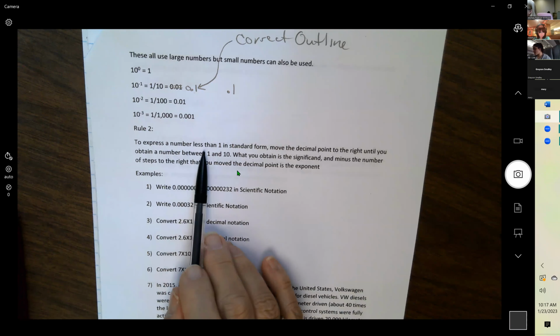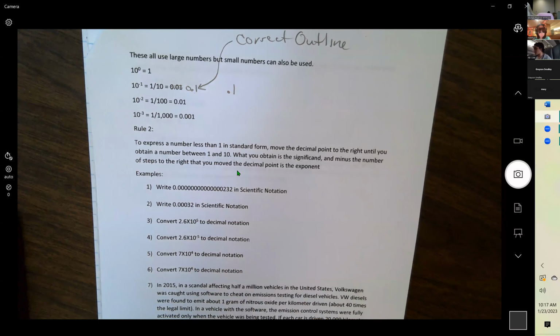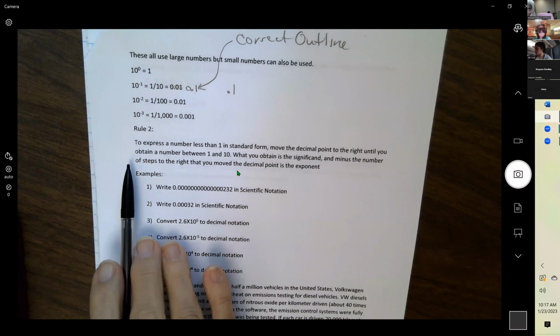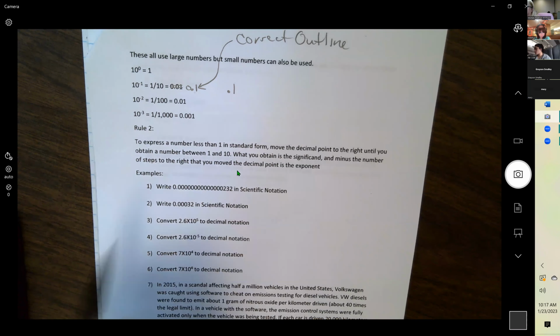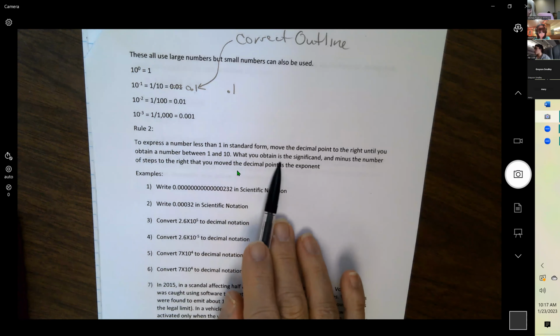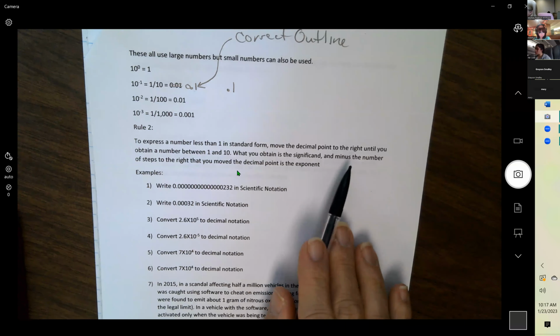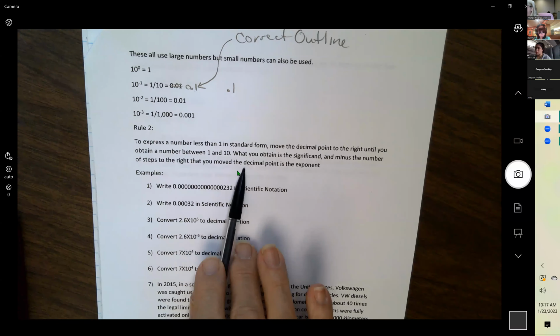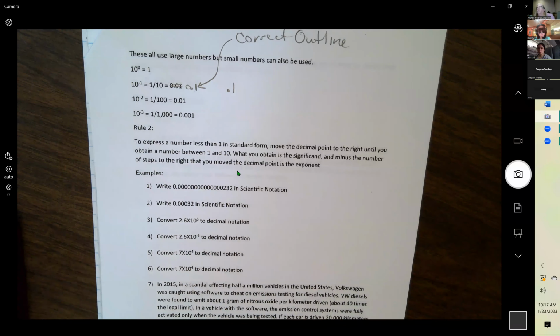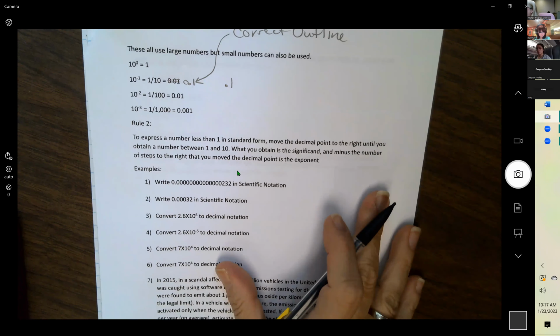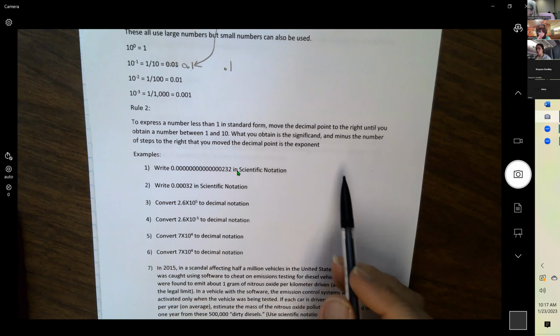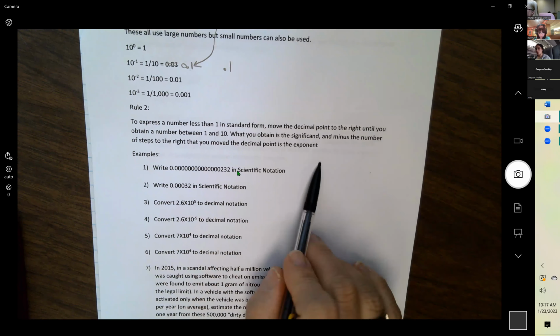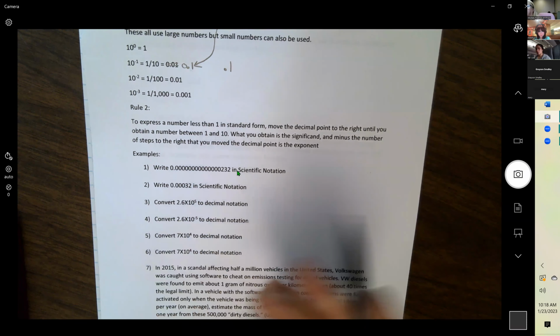To express a number less than 1 in standard form, move the decimal point to the right until you obtain a number between 1 and 10. So we're still getting a value between 1 and 10. What you obtain is the significand, and minus the number of steps to the right that you move. Now, you can remember if you're moving to the right, your exponent's negative. I always remember that when I have my significand, if it's getting smaller, then it's a negative exponent.